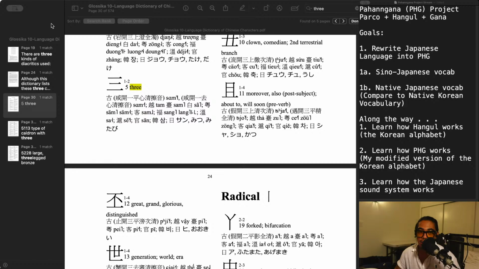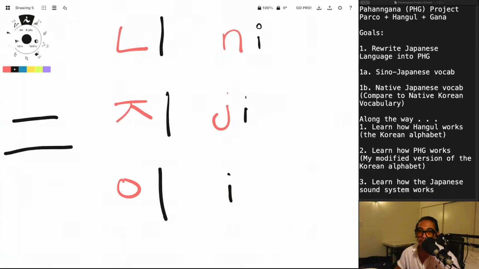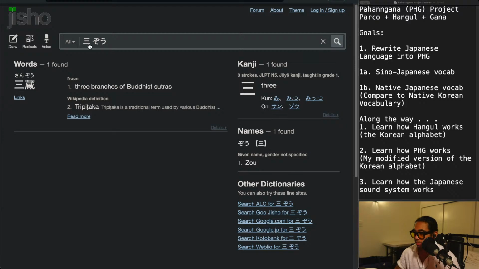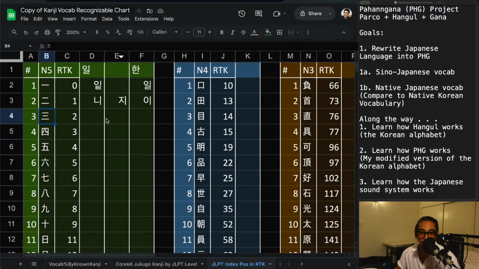But let's take a look at what we have in the dictionary. Sam. We just have sam. Yeah, everything looks like sam. Okay, so yeah, let's go to... Okay, there we go. I'm just gonna write it real quick here, just so I don't forget. Sam and zo. Okay, yeah, zo is an interesting one.